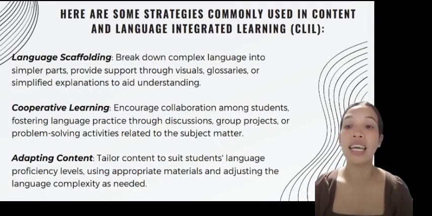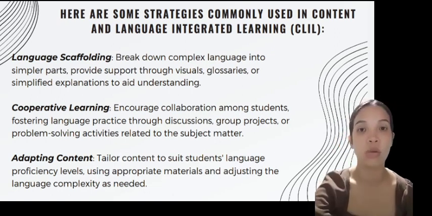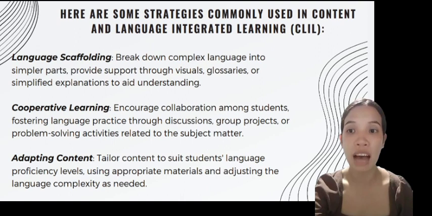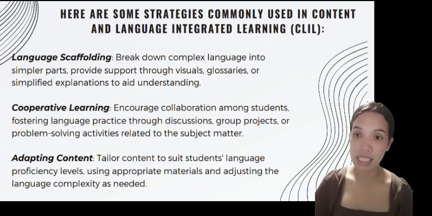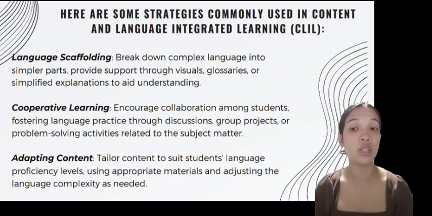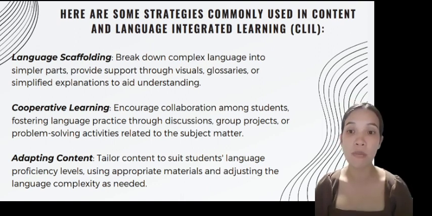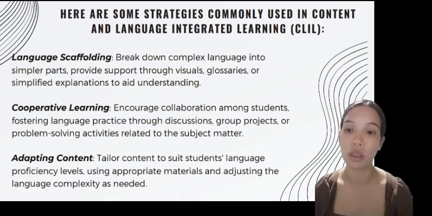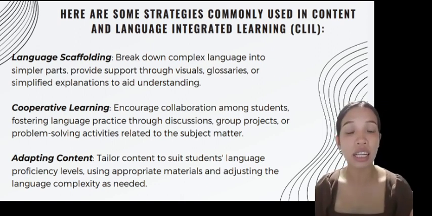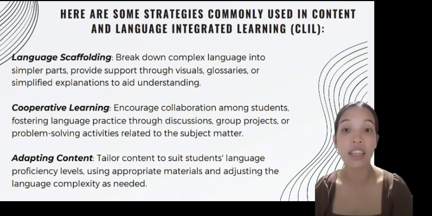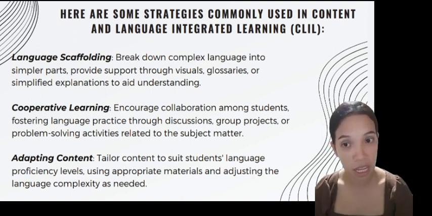So in CLIL, or content and language integrated learning, there are many strategies we can use. The first one is language scaffolding. Language scaffolding means helping a child learn a new skill by building on skills that they already have. The teachers give support by talking to children in different ways. As the student learns the new skills, the teachers can reduce the amount of support they give.